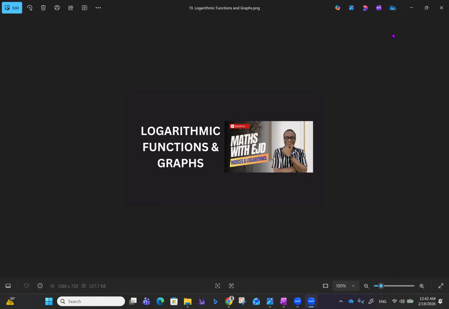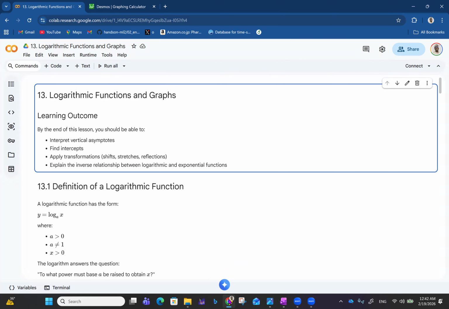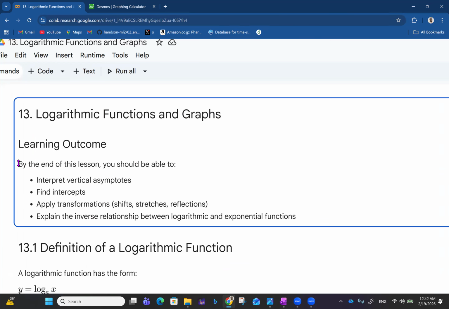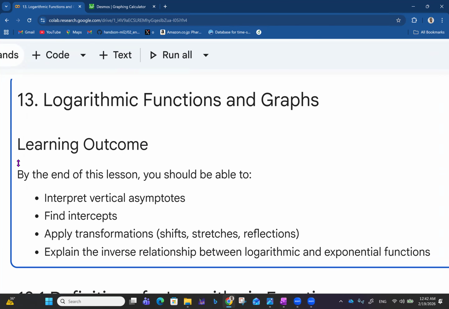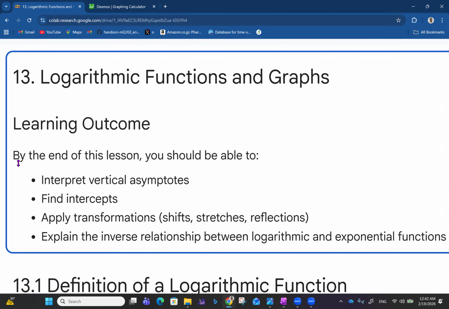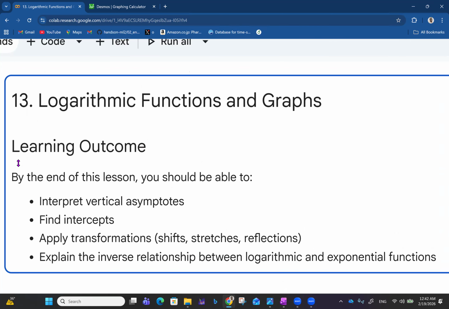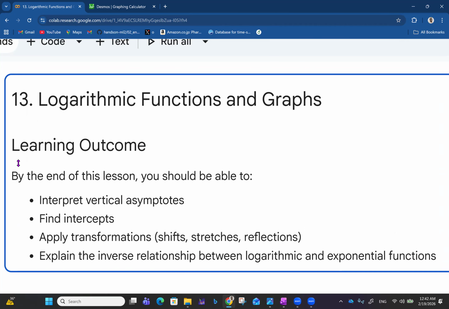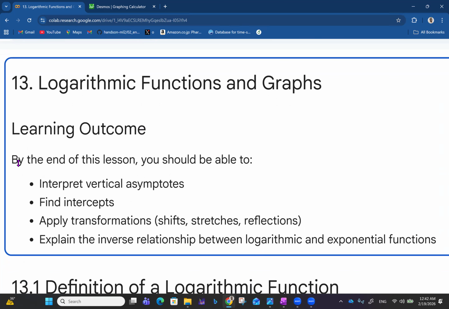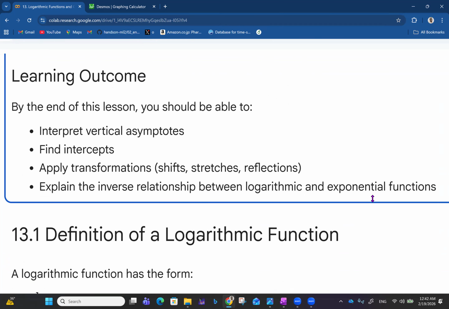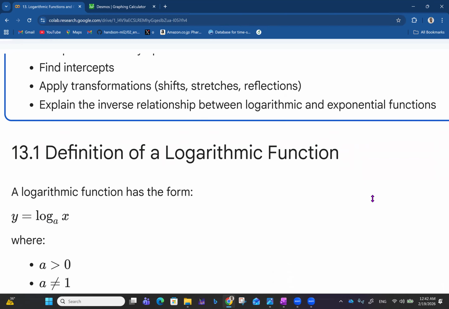As we continue to talk about logarithms, we now consider logarithmic functions and graphs. Of course, we've seen some of these graphs, especially as compared with exponential functions. Here we're looking at how to interpret vertical asymptotes, how to find intercepts, how to apply transformations like shifts, stretches, and reflections, and of course, explain the inverse relationship between logarithmic and exponential functions. I've talked about this a couple of times. That's the connection between the inverse relationship between logarithms and exponents.